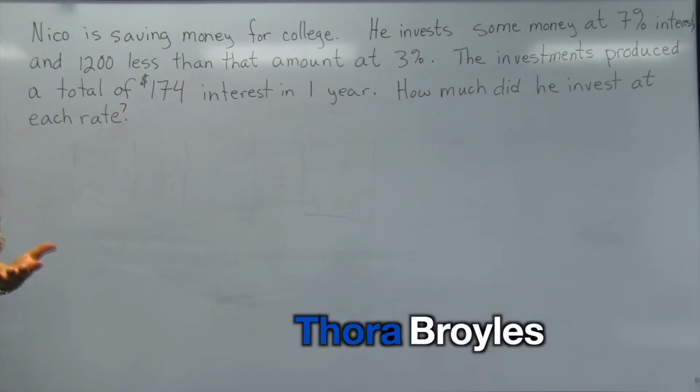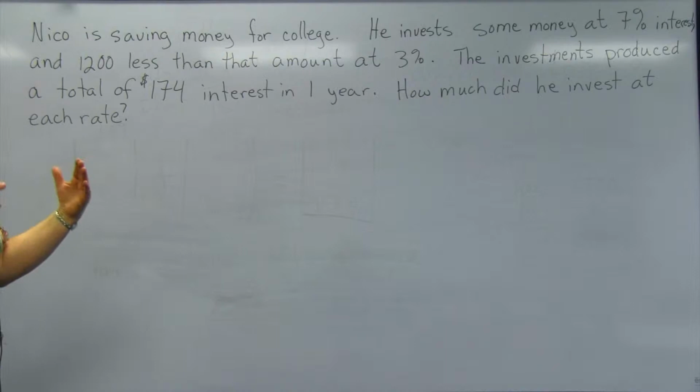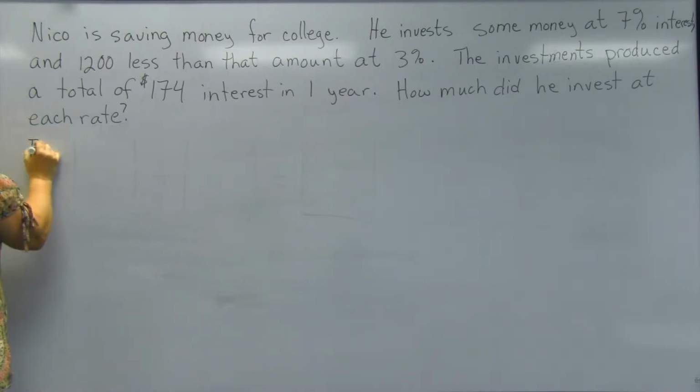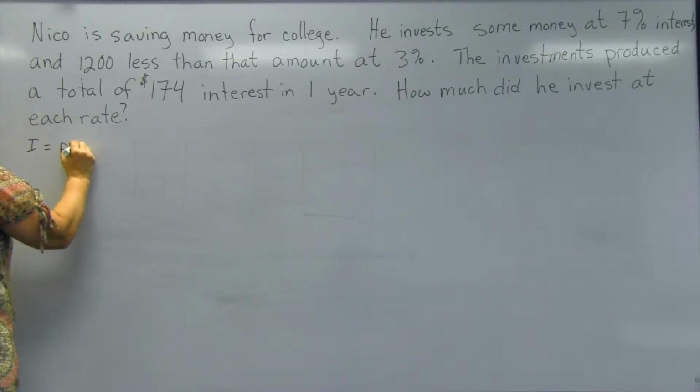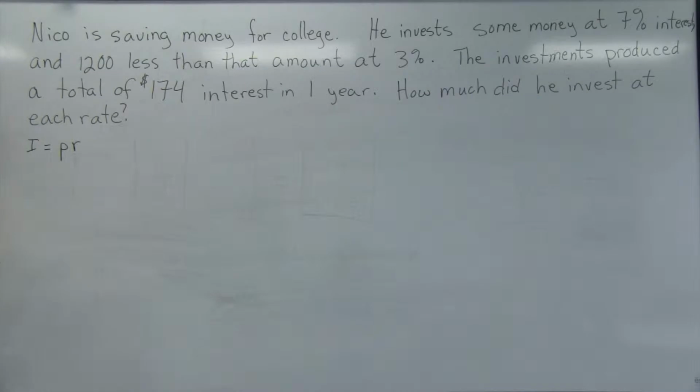Again, this is another problem that we're going to do with buckets, only this time we're talking about interest. And you need to know the formula for interest before we even start. So how do you figure interest? Interest is equal to principal, which is the amount invested, times the rate, and times the time usually, but we're not going to use the time because the time is 1 year, and 1 year will not change what the multiplication of principal and rate is. So we're going to use this formula, interest equals principal times rate.